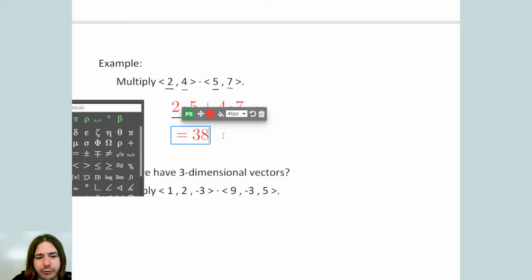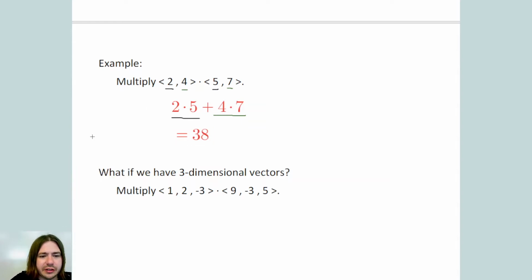So like I was saying before, I think it's not very intuitive that the solution is going to be a scalar, but it is. When you compute the dot product of two vectors, you do get a scalar.